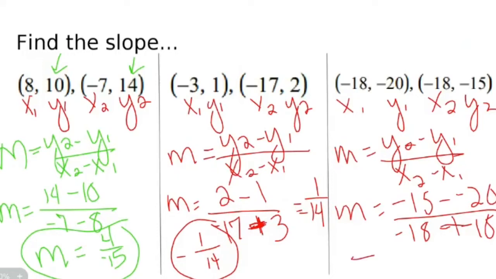So on the bottom, I don't care what we have on the top. On the bottom, I get a 0, which makes the whole slope undefined.